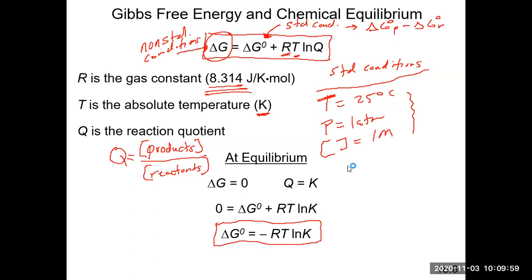Now, if we take this top equation and we hit an equilibrium condition, at equilibrium, our delta G would equal 0. And we would no longer be talking about Q. We would be talking about the equilibrium constant. And this formula becomes delta G naught equals minus RT natural log of K. And these are still the same as above. R is our gas constant at 8.314, T is our temperature in Kelvin, and K is our equilibrium constant.